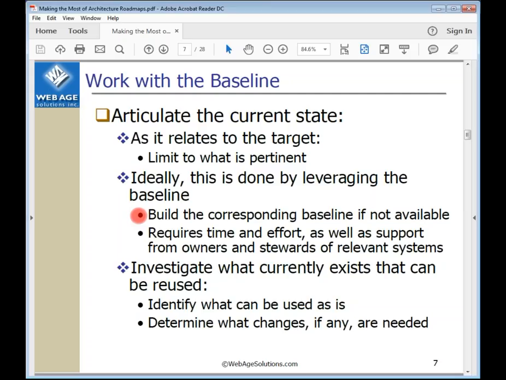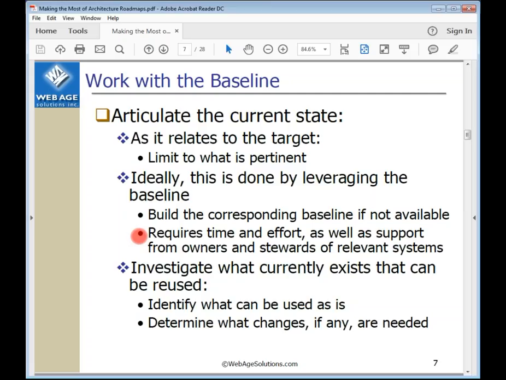But a lot of times, if there is a baseline, it might be incomplete. If there's not, then we're looking at having to add in extra time to figure out, well, what resources do we have that are relevant to what we want to build? So extra time and effort has to be added in.